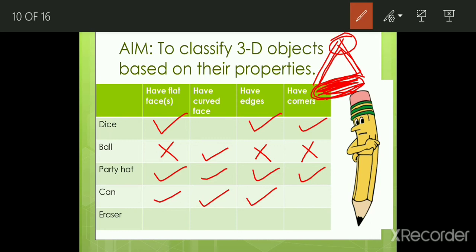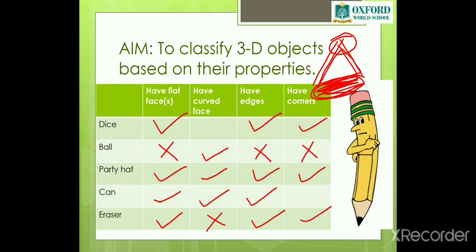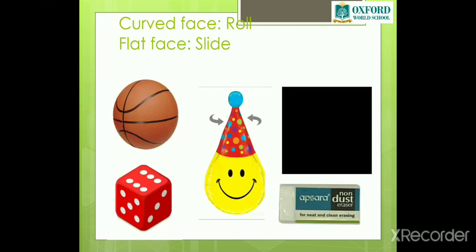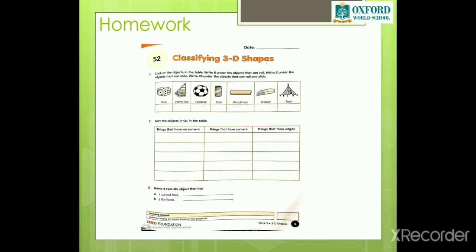So in an eraser, we have flat surfaces. We don't have any curved surface in an eraser. We have edges and we have corners also. So I hope this is clear now. If this is clear, you can easily do your next worksheet, which is S2. Just try this, and if you face any problem, we'll try to solve this in the next session.